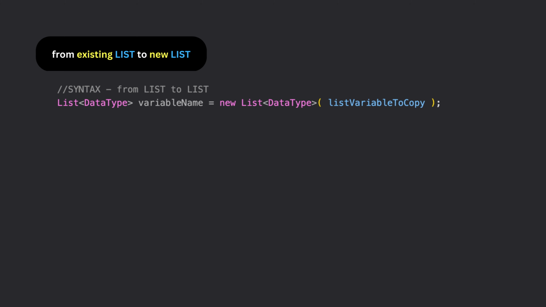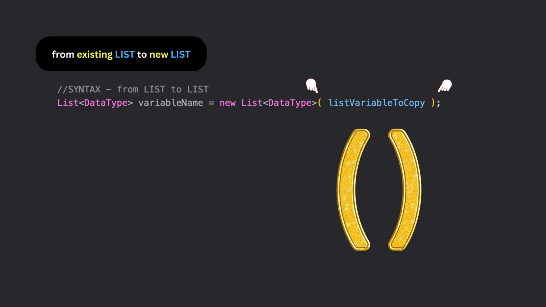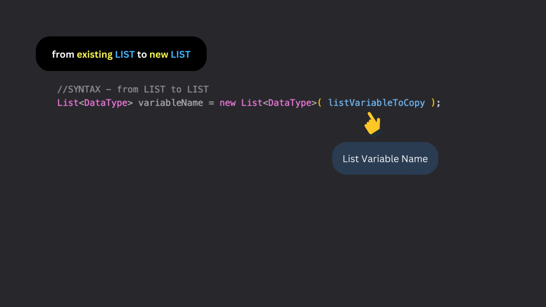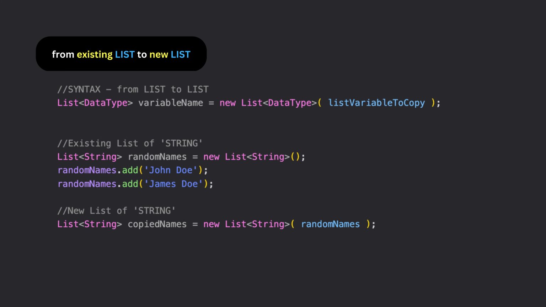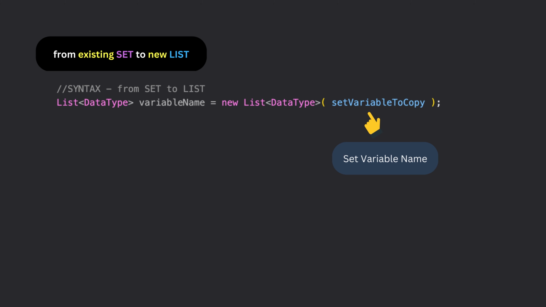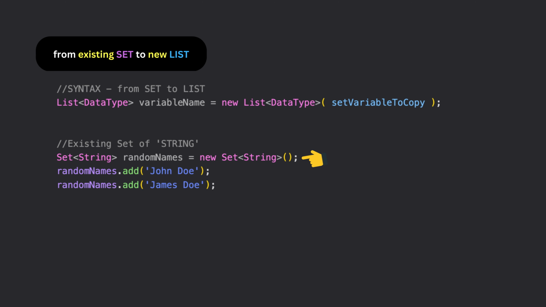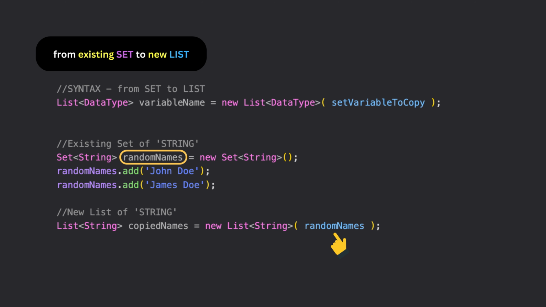Define a constructor for list with parentheses and pass the list variable that needs to be copied over as a parameter. Let's say we have an existing list of string that has random names that we want to be copied into a new variable. To do that, we initiate a new list of string and pass the random names list as a parameter. Further down, we could also add more values if necessary. Copying a set to a new list is pretty much the same syntax as before, but this time we pass in a set variable name.